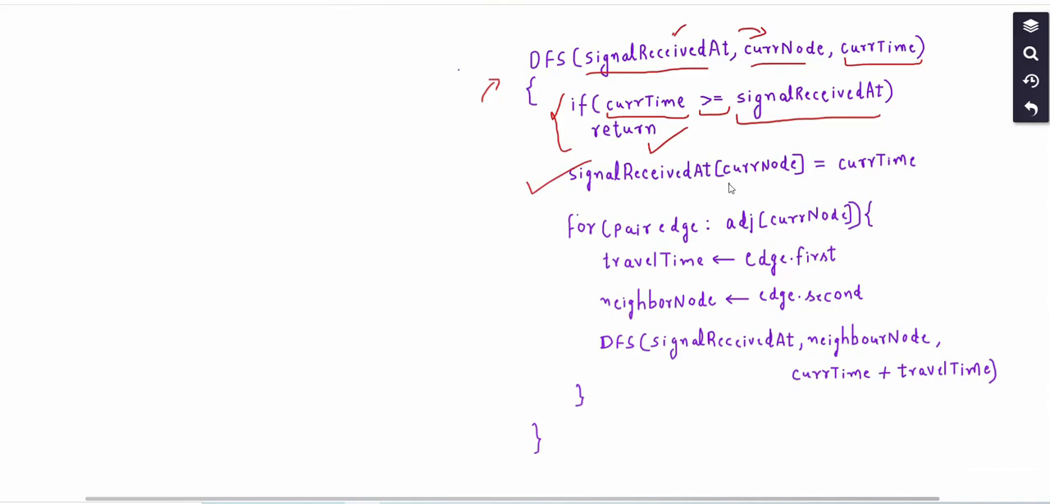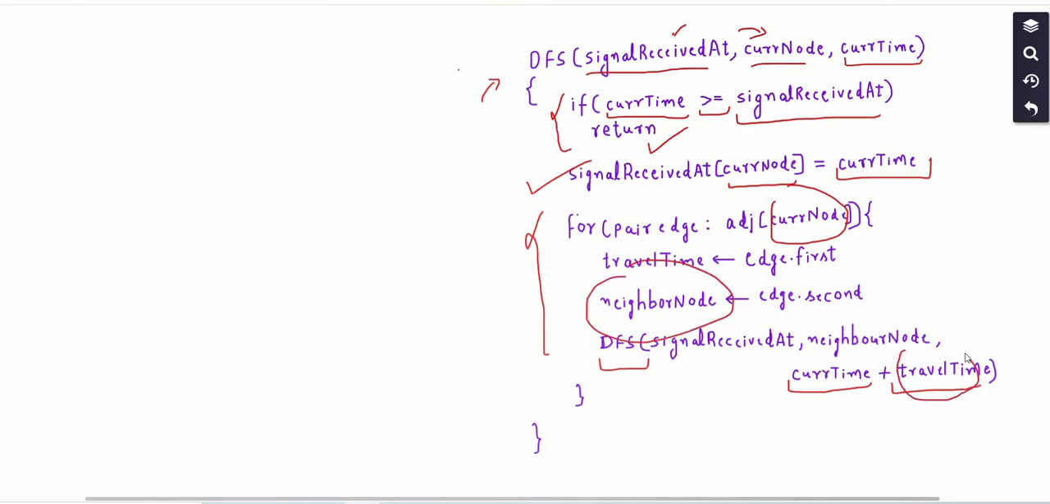Otherwise, I will update the timing for the current node to the current time. Then I will traverse the adjacent edges for the particular node, and for the adjacent edges I will call the DFS function while updating the current time plus the travel time it takes for the edge from this current node to that neighboring node. So this travel time represents that, while the current time is the time to reach the current node from the source node. So this is how this depth first search function is working.